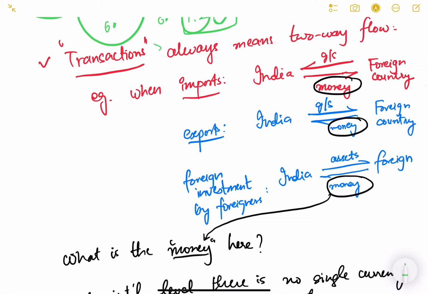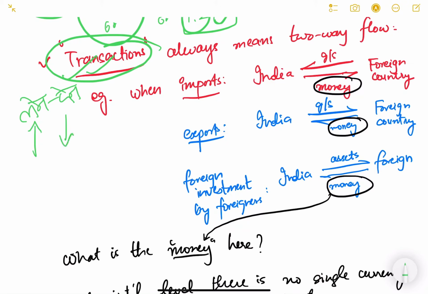Now when we talk about transactions, okay, transactions means len den, in Hindi, means there is something which you take and something which you give. So that is always a transaction. So transaction always means two-way flows. So when it is imports, what will happen? If India is importing something, means India is giving money to the foreign country and it is receiving goods or services from the foreign country. So here the input is goods and service and the output is money. Okay, this is the imports.